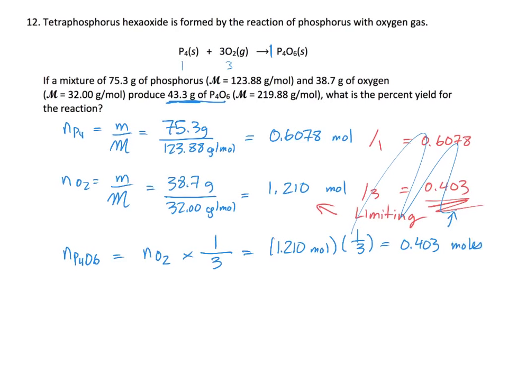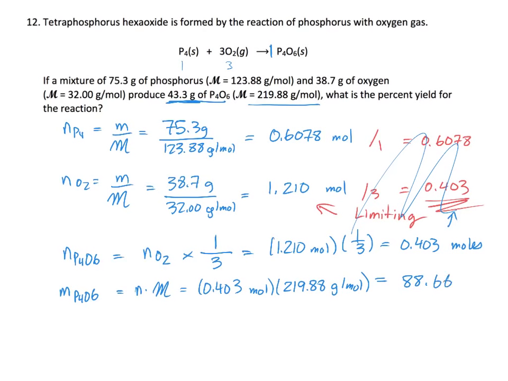Let's figure out what that should be in terms of mass. That's going to be equal to the number of moles times the molar mass, 0.403 mole. Molar mass is given up in the question, 219.88 grams per mole. And that works out to 88.66 grams.